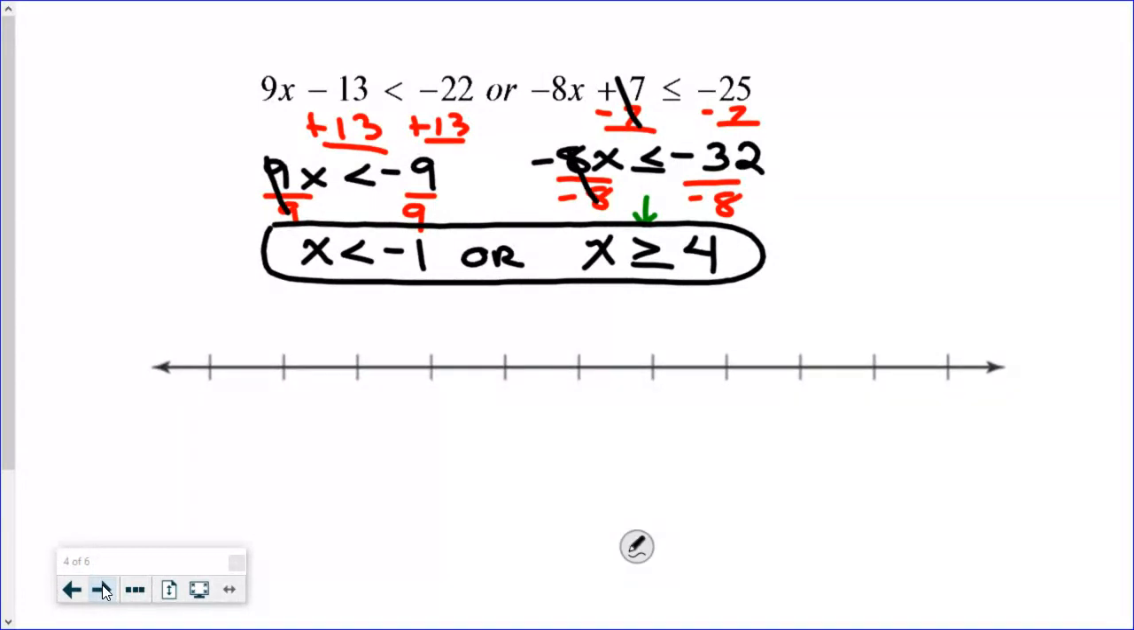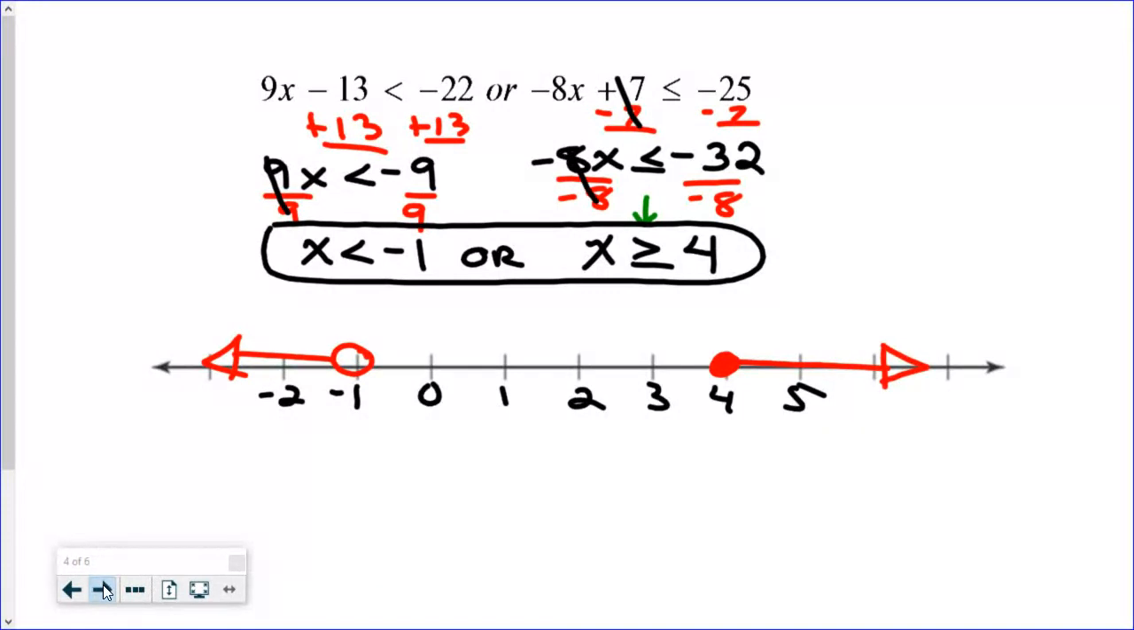Okay, so we have -2, -1, 0, 1, 2, 3, 4, 5. Again, these happen to work. That's great. So let's do the first one. x is less than -1. Filled in circle, less than. And x is greater than or equal to 4. Filled in circle versus the hollow, and to the right. And that's your graph.